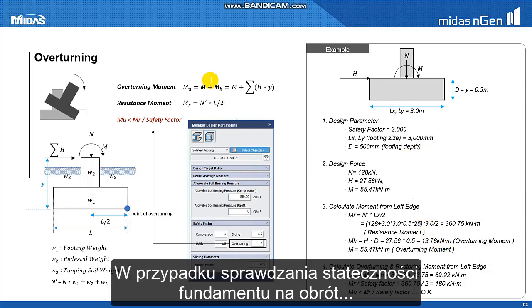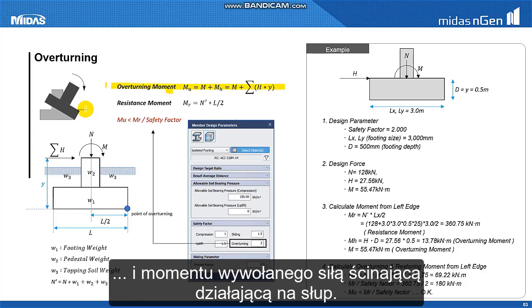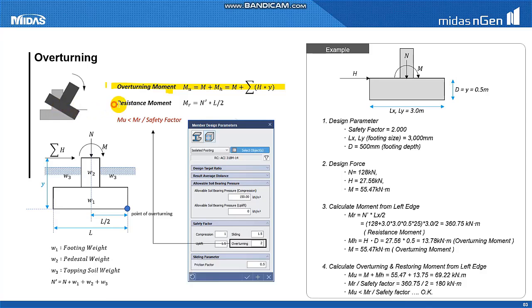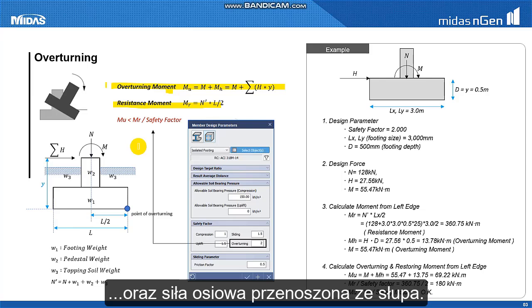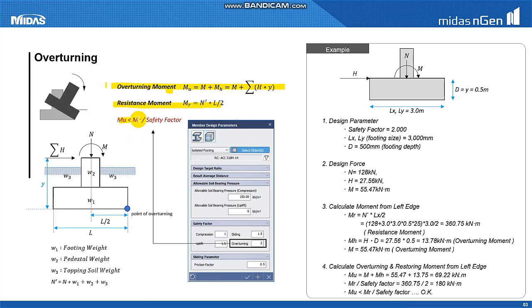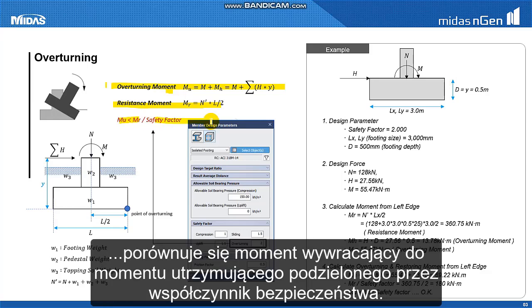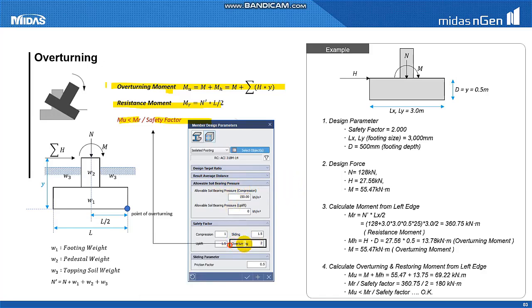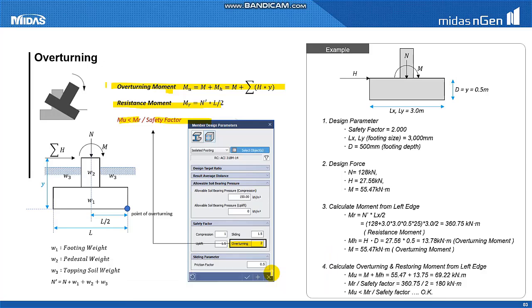In the case of overturning, the sum of the moment acting on the footing and the moment caused by the shear force acting on the column is regarded as the overturning moment. The resistance moment is the weight of the footing and the soil and the axial force transmitted from the column. The overturning moment and the resistance moment divided by the safety factor are compared to check the stability. The safety factor can be entered as follows in the design parameter.